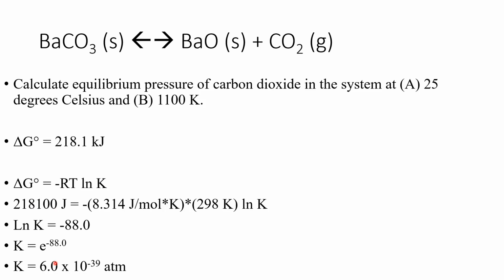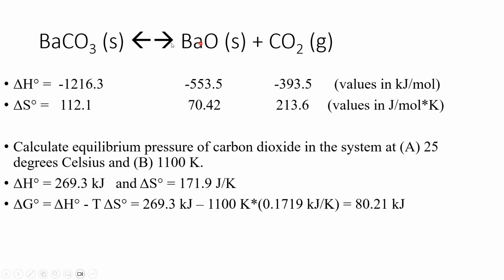And then with the second one, we've got to do a slightly different process. So in this one, we're looking at 1100 Kelvin. So for this one, what we're going to do is use the Gibbs free energy equation: delta G is equal to delta H minus T delta S. So for this one, we've got those two values. We can again do products minus reactants to figure out what the enthalpy change of this reaction is going to be. We can do the same thing to figure out what the entropy change is going to be.